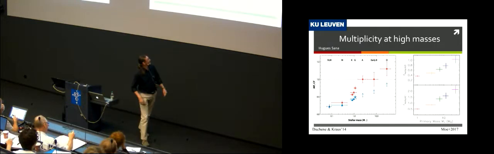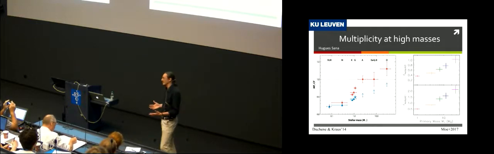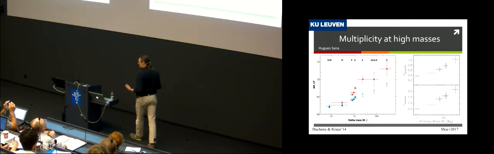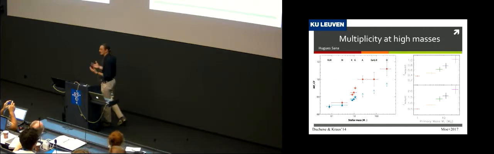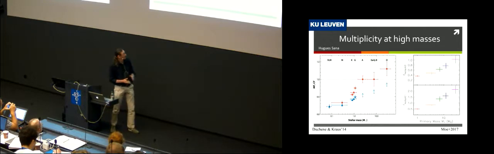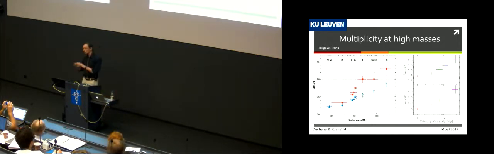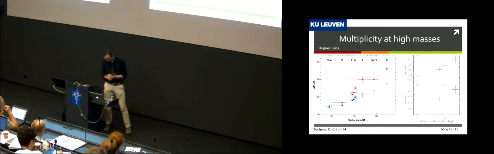All right, so this crowd is a little bit different because you're already convinced that multiplicity is high among massive stars and that binarity has important consequences for the evolution of stars. And this is 2 of the recent overview papers that show that at a high mass, the multiplicity fraction is reaching close to unity.